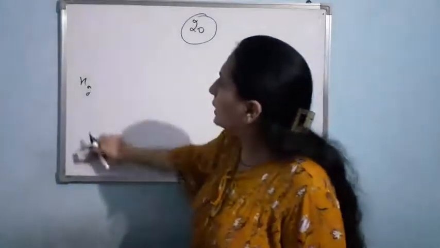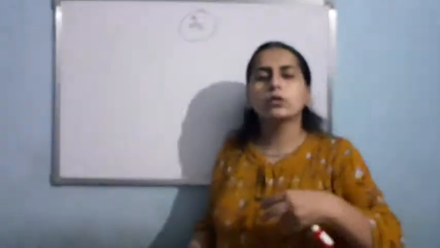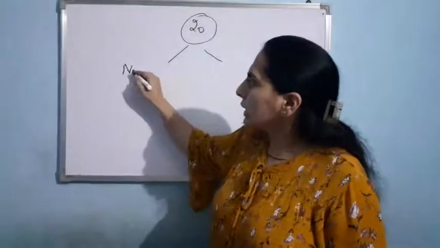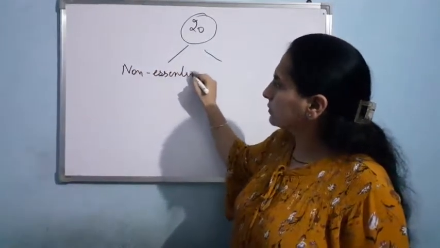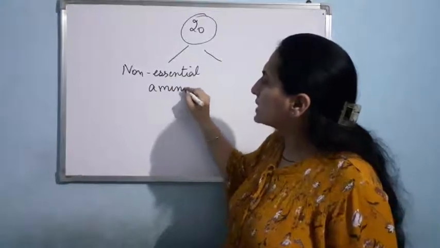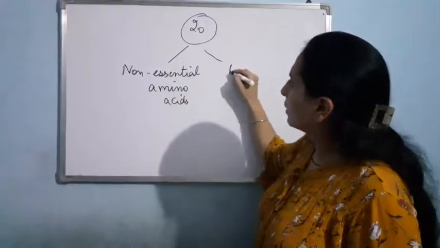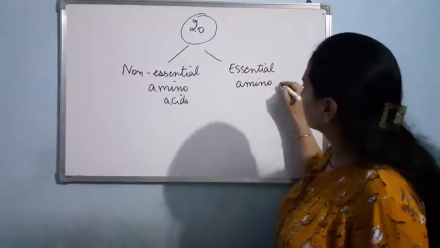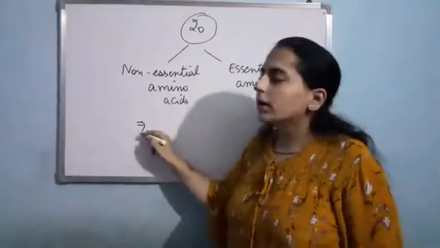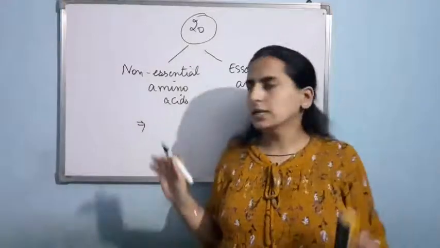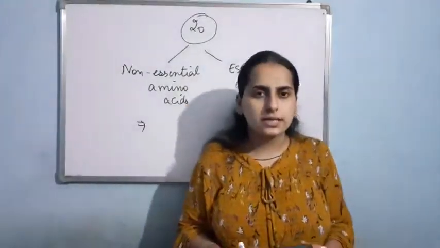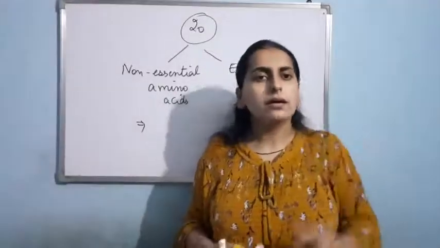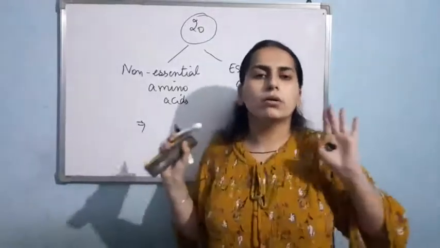Now, if I talk about the 20 amino acids that are required by our body to make proteins, then these 20 amino acids are categorized as non-essential amino acids and essential amino acids. Clear? You can understand this by their name only. So in your body, the proteins are made up of 20 amino acids. So non-essential amino acids are those amino acids that are being made by your own body. Clear?